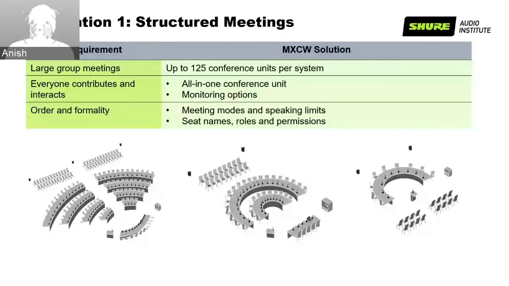MXCW meets these criteria by allowing up to 125 conference units per access point. It's a totally wireless solution, and each conference unit is equipped with a microphone for talking, and you can have headphones and loudspeaker monitoring options as well. The MXCW has different meeting modes, and speaking limits can be adjusted. You can add seat names, roles, and permissions to each of the participants, which is very useful when you are running extra large meetings.